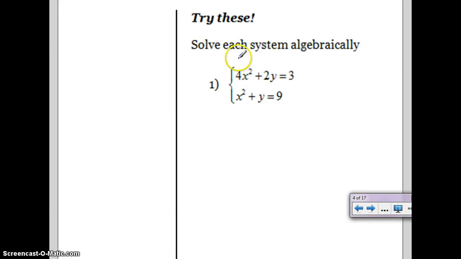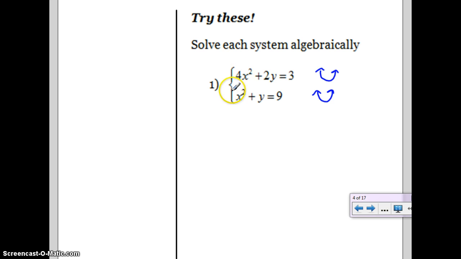And this one, I want you guys to see how it's set up. Notice how the 4x squared is lined up with another x squared. So these are common terms. And the y is lined up with another y, again a common term. These are both quadratics, okay? So we're looking at two quadratics, and we're trying to see when they might overlap each other. This is set up for elimination.